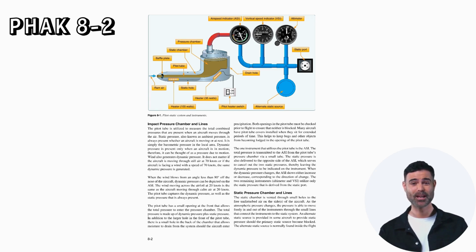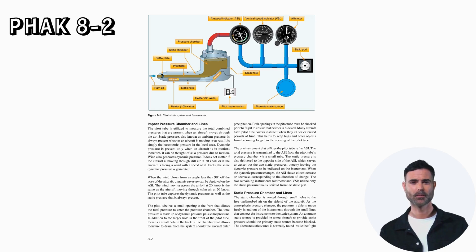The pitot tube has a small opening at the front that allows the total pressure to enter the pressure chamber. The total pressure is made up of dynamic pressure plus static pressure. In addition to the larger hole in the front of the pitot tube, there is a small hole in the back of the chamber that allows moisture to drain from the system should the aircraft enter precipitation.